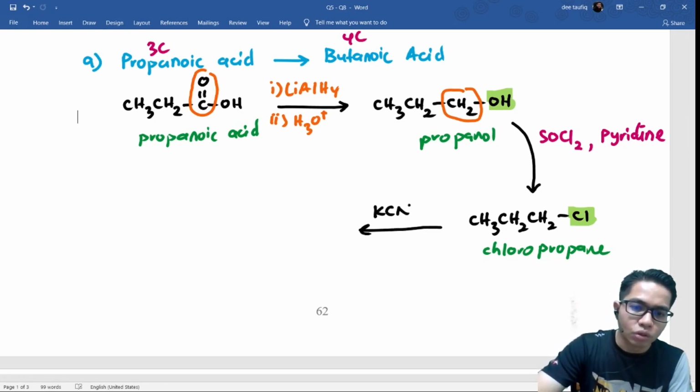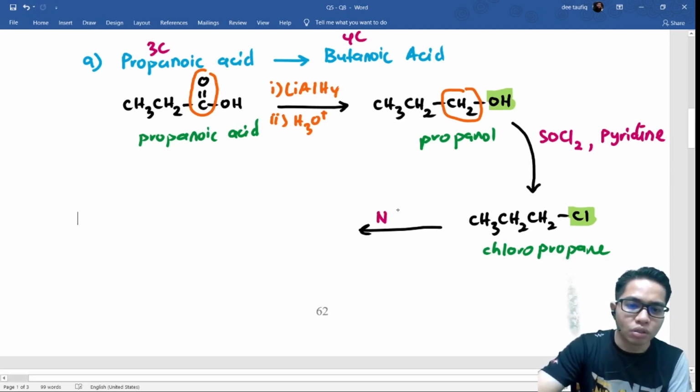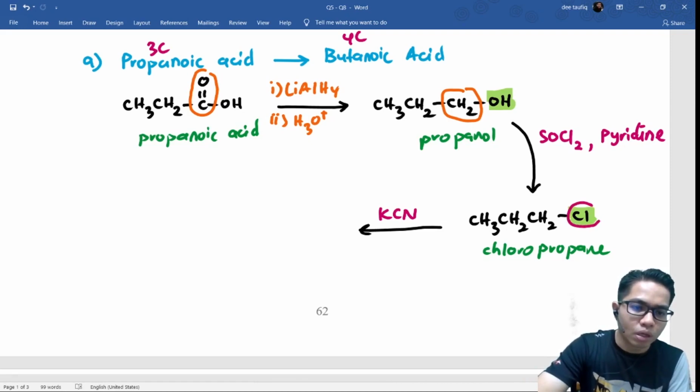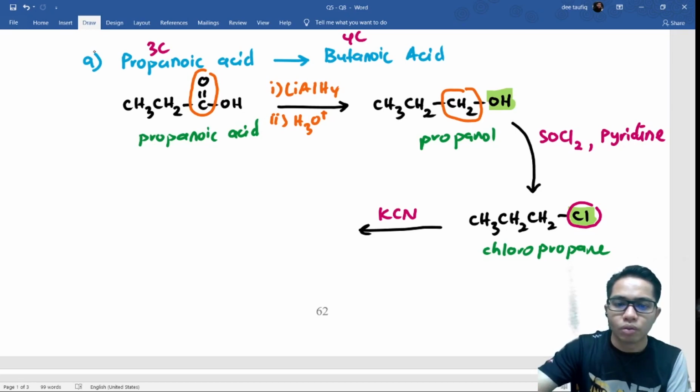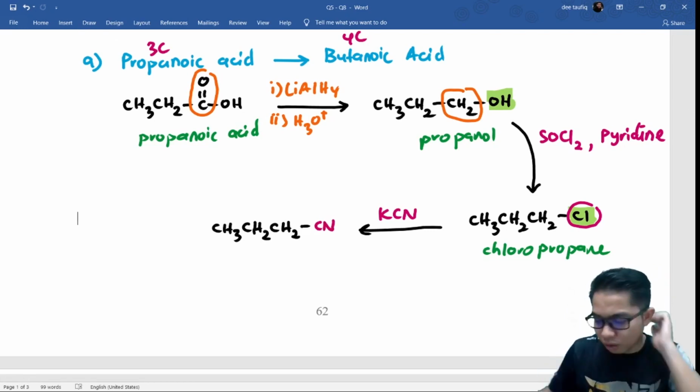KCN. So you buka pada chapter haloalkane. Kita haloalkane. If you react with haloalkane with KCN ataupun NaCN, what you will produce is your Cl will be replaced with CN. So this Cl group akan digantikan dengan CN. So dia akan jadi CH3 CH2 CH2 CN.